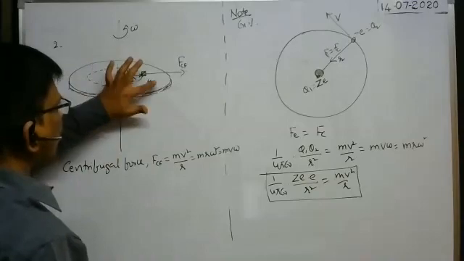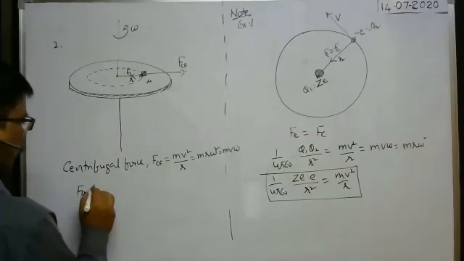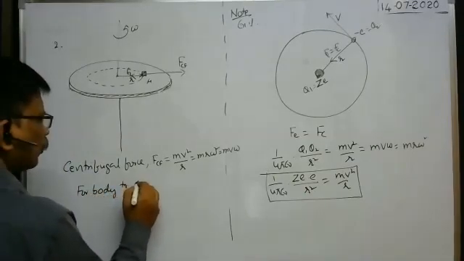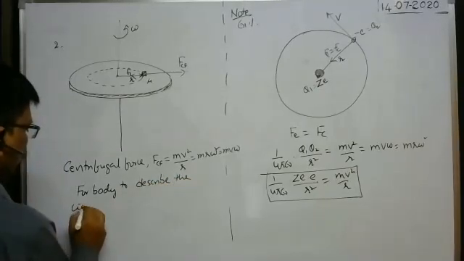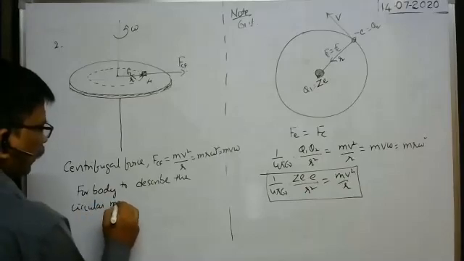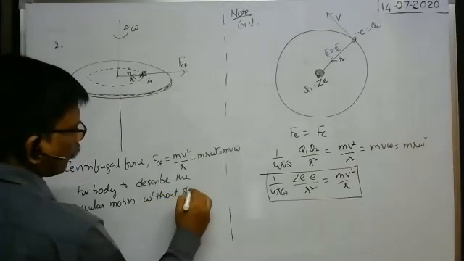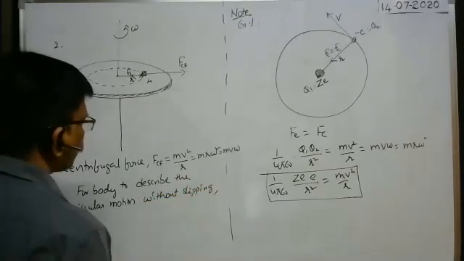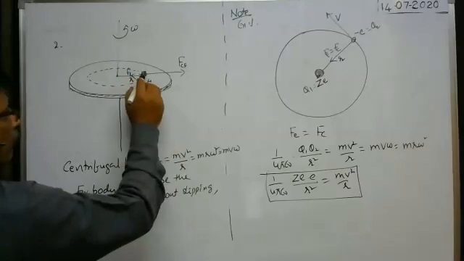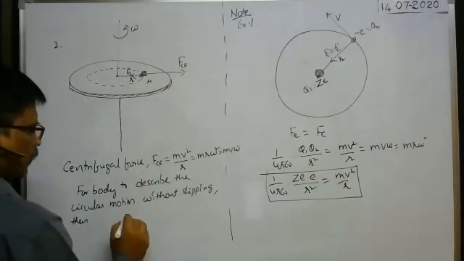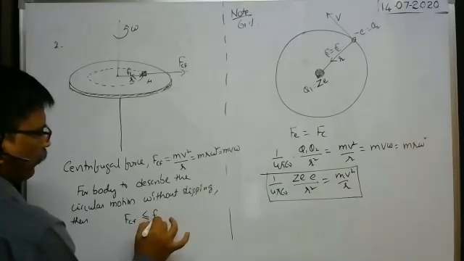So what is the condition for the body to travel along the circular path on the disc? Therefore, for the body to describe the circular motion without slipping, the condition is that the centrifugal force acting on the body must be less than or equal to the limiting friction. Is it the condition or not? You tell me.